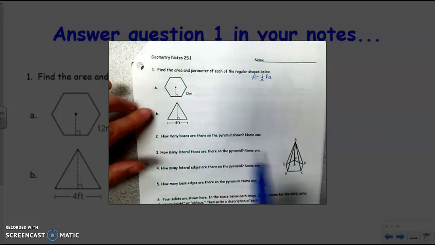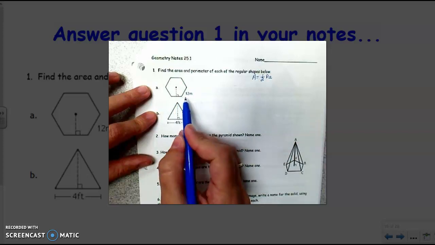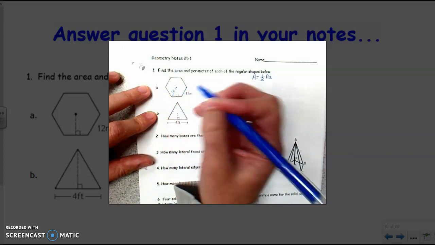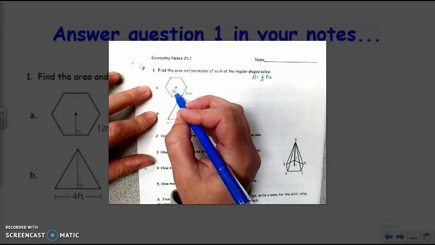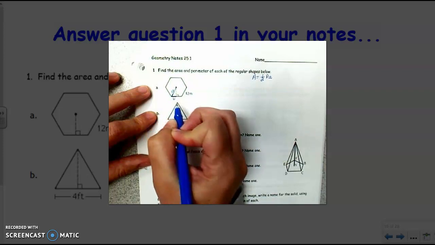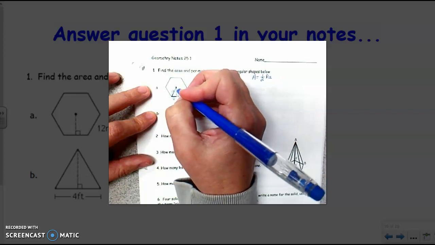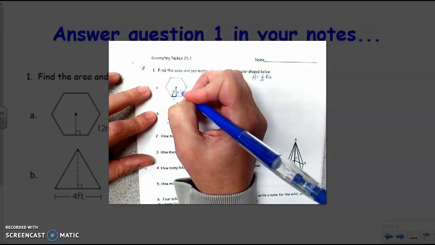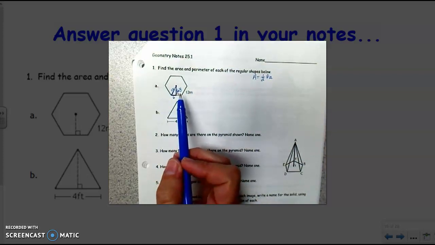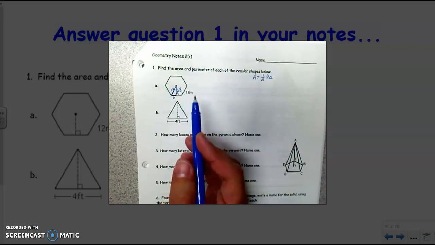Okay. So what they've given me in this hexagon is the side length. And if you'll remember, the side length and the radius in a hexagon are congruent. So if the side is 12, then the radius is 12. That makes this side 6, and that's the short leg of that 30, 60, 90. And so then the long leg would be 6 square roots of 3. So we've got our apothem now, and we've got the side length so we can find the perimeter.